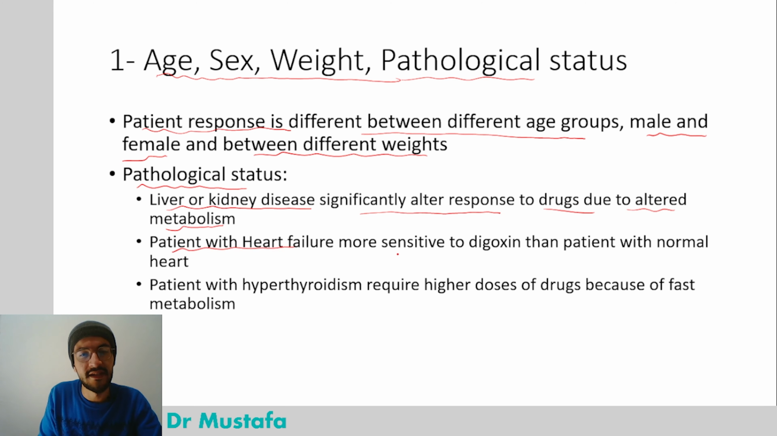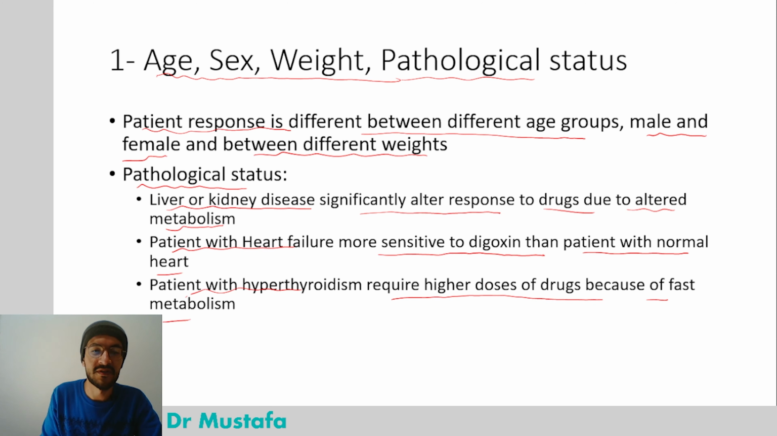A patient with heart failure is more sensitive to digoxin than a patient with a normal heart. So if we give digoxin to a patient with a normal heart, they would have no response or minimal response, in comparison with a patient with heart failure, who would be sensitive to digoxin. A patient with hyperthyroidism requires higher doses of drugs because of fast metabolism. Because hyperthyroidism leads to faster metabolism, we need higher doses of drugs to compensate for that.